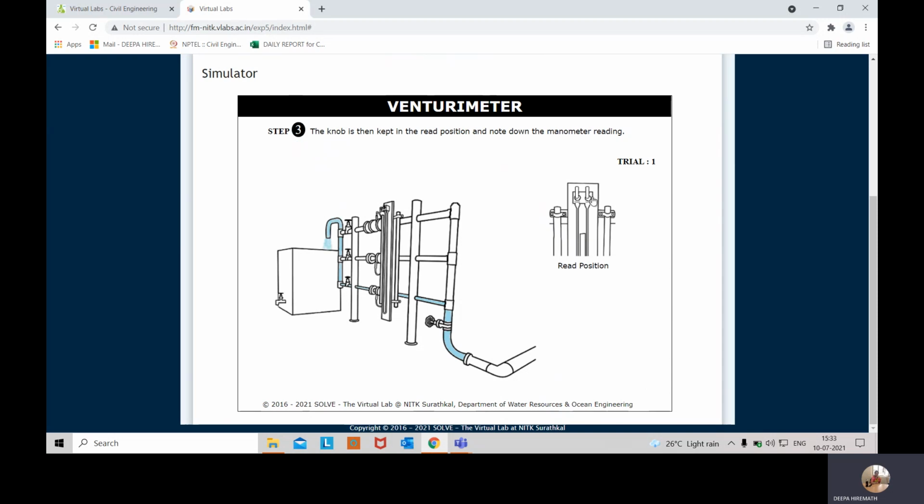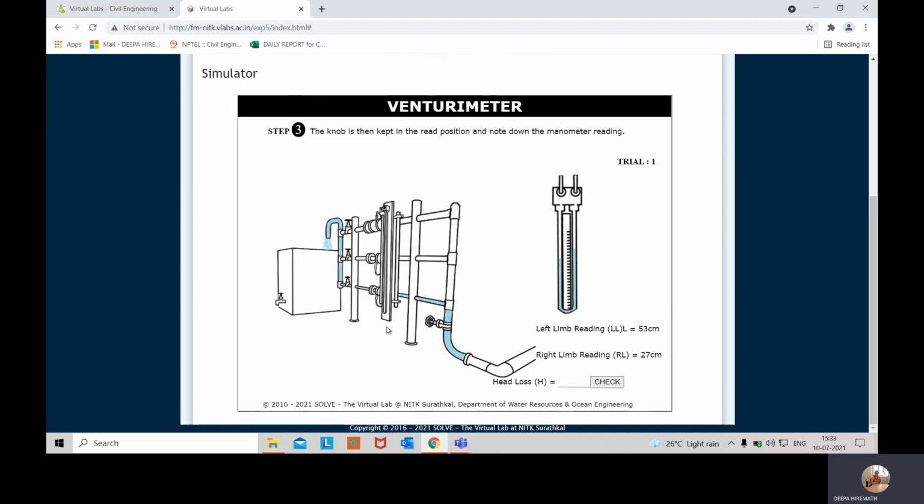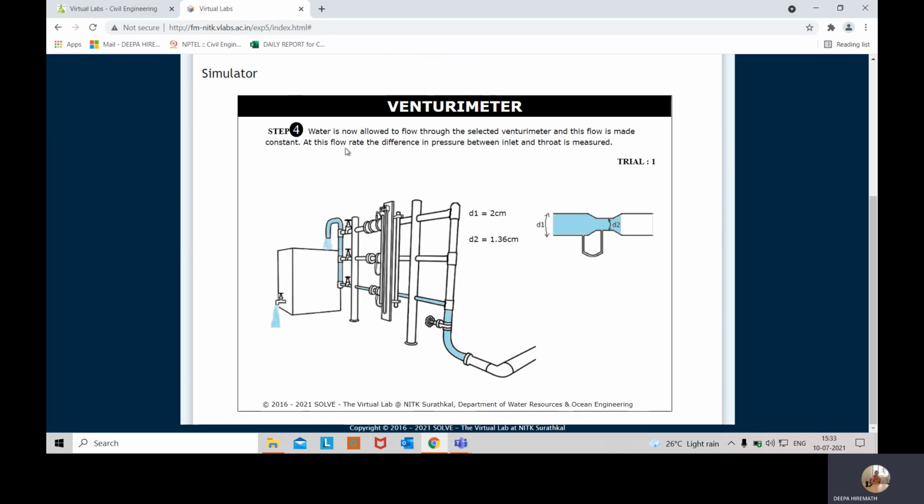Next, I'm making it the read position. Now you can read the manometer here. The left limb reading was 53 and the right limb reading was 27. So 53 minus 27 is 26. We need to multiply this difference by 12.6. It is 327.6. The result will be 327.5999 centimeters.